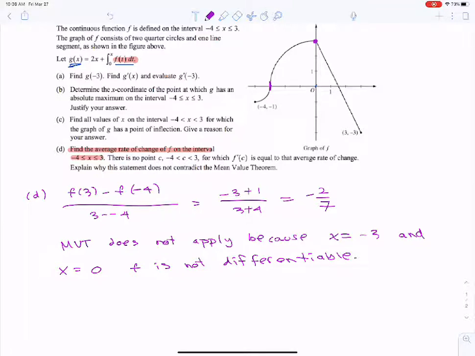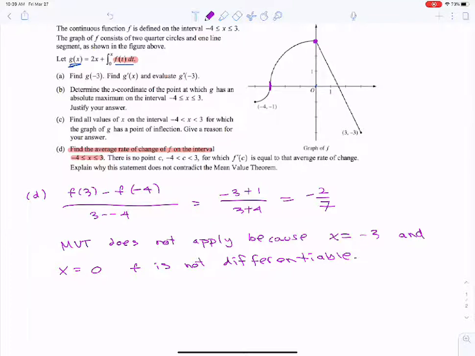Their statement was there is no point C on the interval from -4 to 3 for which f prime of C is equal to the average rate of change. So it doesn't contradict that statement. The mean value theorem says if we have a function that's continuous and differentiable, then there has to be a C value on that interval such that f prime of C equals that average rate of change. There is no contradiction here because while the function is continuous, it's not differentiable, and therefore it doesn't apply in this situation. We can't use mean value theorem here because that function is not differentiable on that interval.